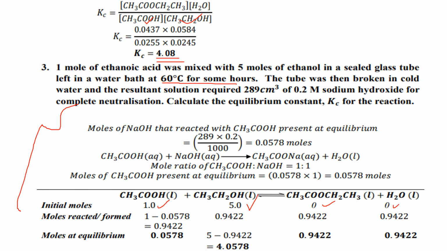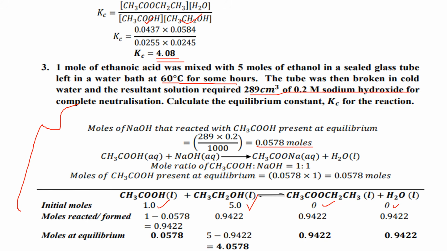So you're saying that the tube was then broken under cold water and the resultant solution required this volume of sodium hydroxide for complete neutralization. Now this is quantitative chemistry. 1,000 centimeters cubed of a solution contains 0.2 moles of sodium hydroxide. Then what about 8 and 9? Contain how many moles?